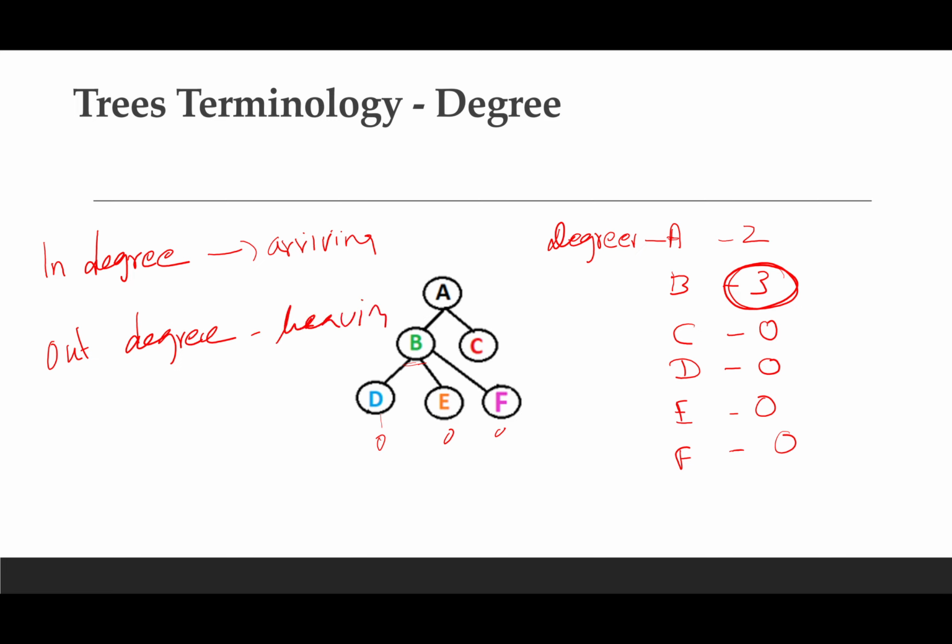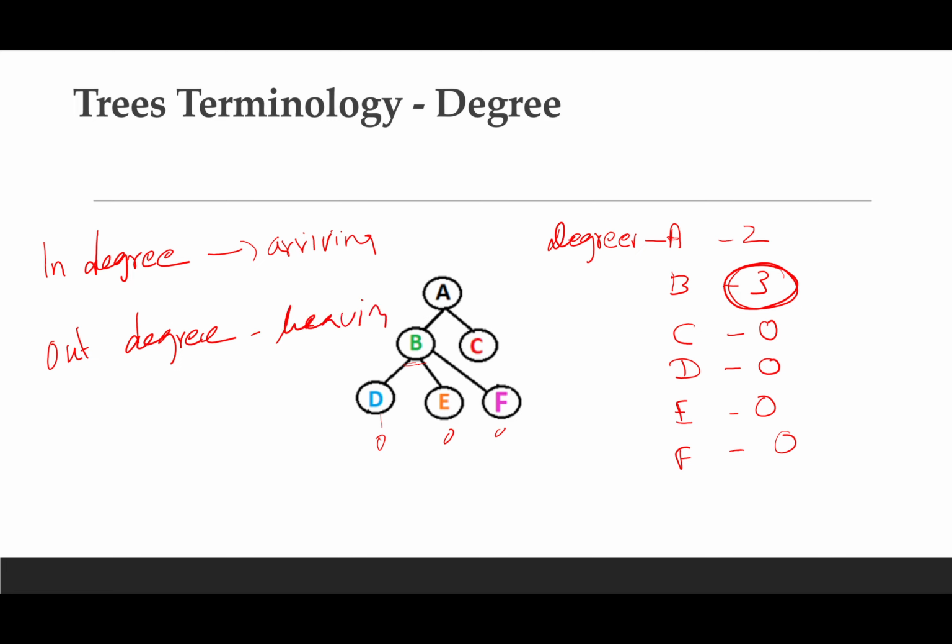The next one, depth. The number of edges from the root node to a particular node is the depth. So here the depth for the root node is 0. It is the reverse of the height. The depth of the tree depends upon the longest path from the root node to the leaf.